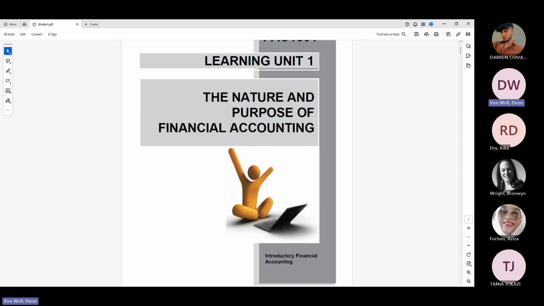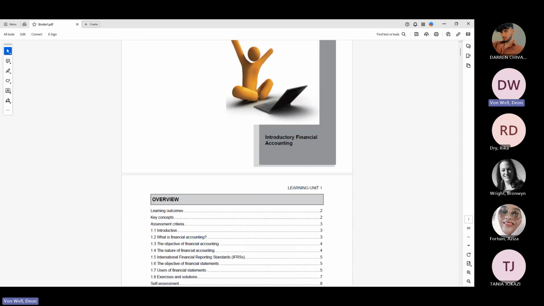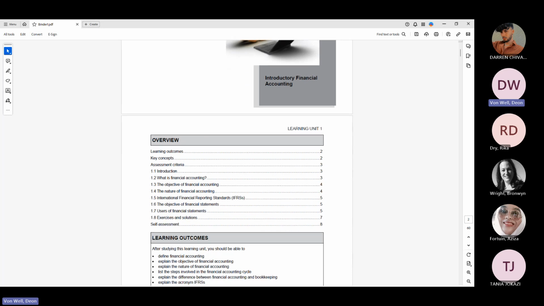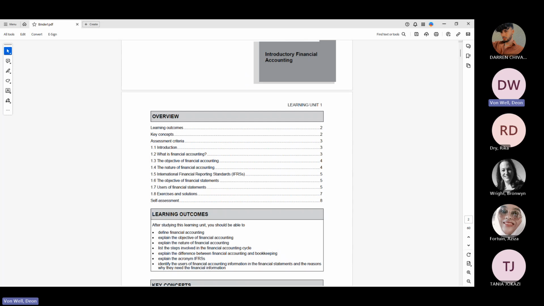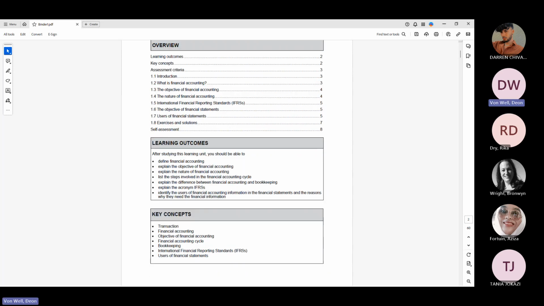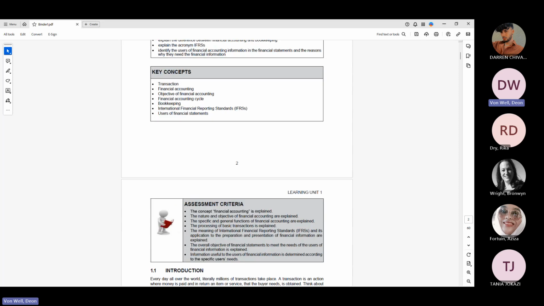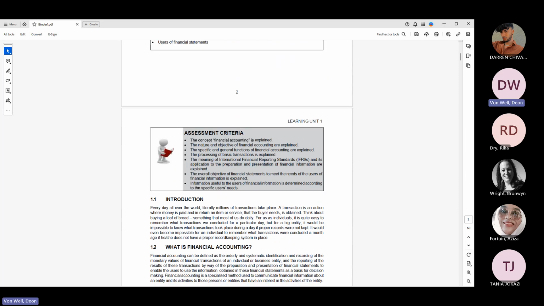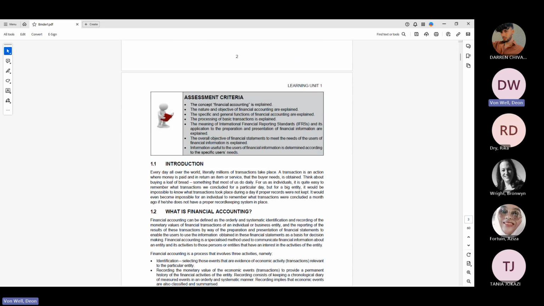So you should be familiar with this, but remember, Learning Unit 1 is basically the introduction to financial accounting. So it's a lot of theory, things that you can read through. There is some theory that, yes, remember it. I mean, it's like all theory. You read it, you remember it. People ask you questions regarding the content of the theory. So that's basically Learning Unit 1.